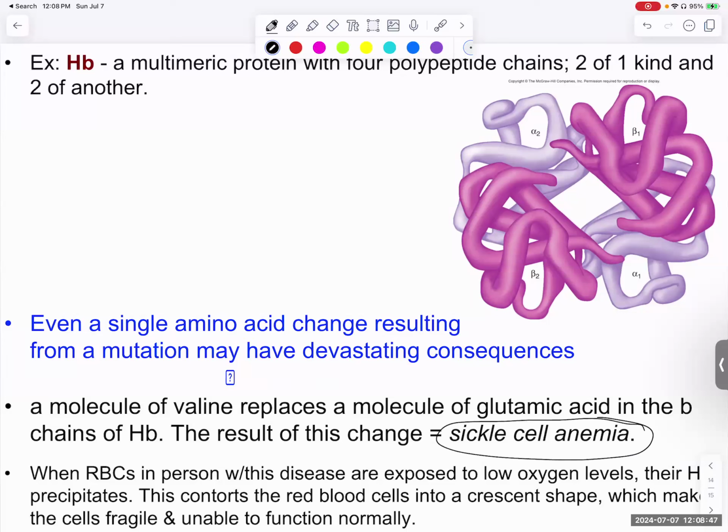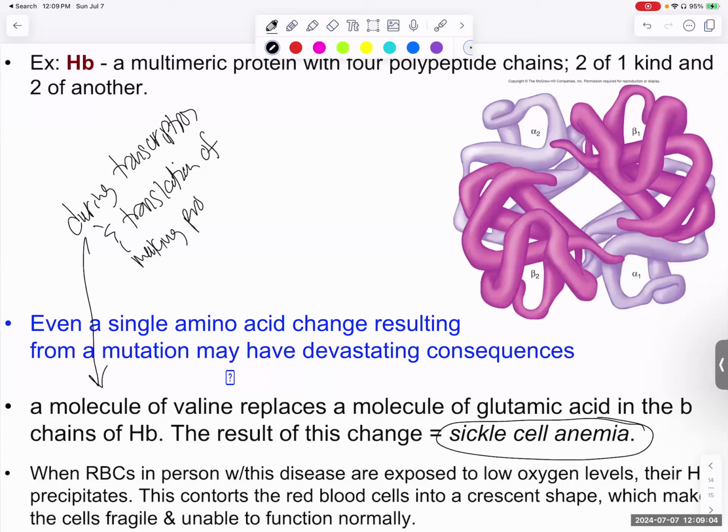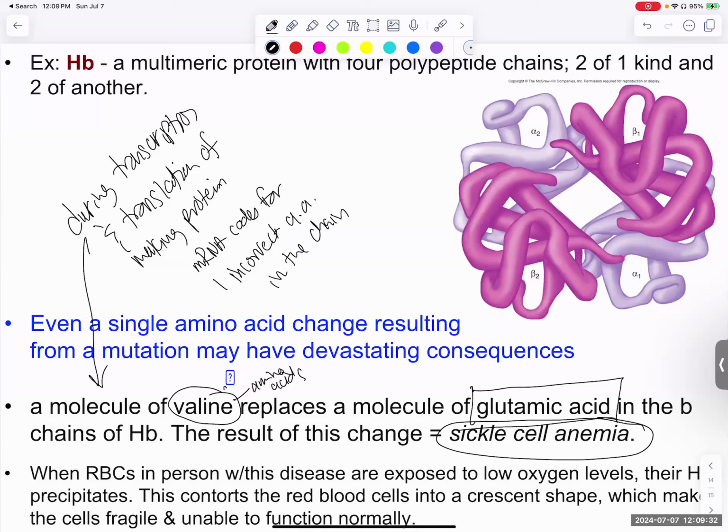So in sickle cell anemia, during transcription and translation of making the protein, right? In the nucleus of the cell, the messenger RNA codes for one incorrect amino acid in the chain. And so this is a molecule of valine, an amino acid of valine, replaces what should be a glutamic acid. And so it's just one incorrect amino acid, but what happens is the protein doesn't have the right shape. It's missing an exact shape.